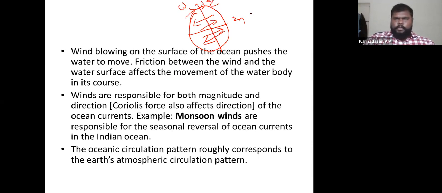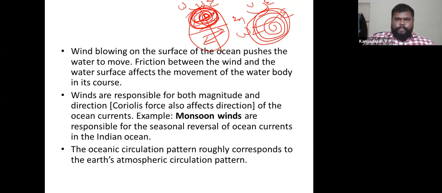Right? So, since the globe is rotating from west to east, the water movement is from east to west. So what happens is in the northern hemisphere, it takes clockwise rotation. The deflection of Coriolis force creates clockwise rotation in the northern hemisphere and anti-clockwise rotation in the southern hemisphere. Am I clear? Yes, sir. Clockwise, whereas here it is anti-clockwise.